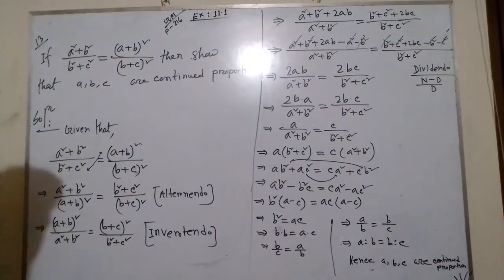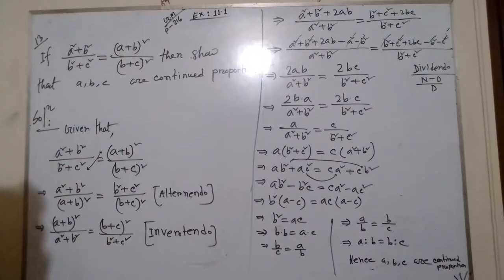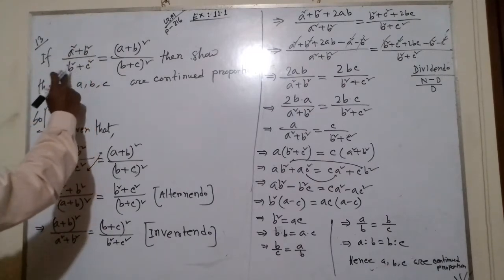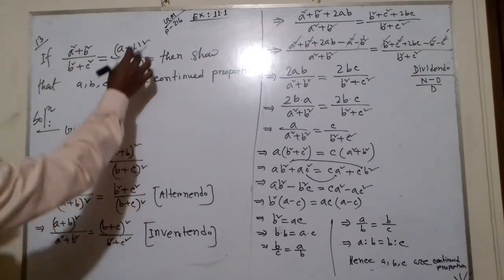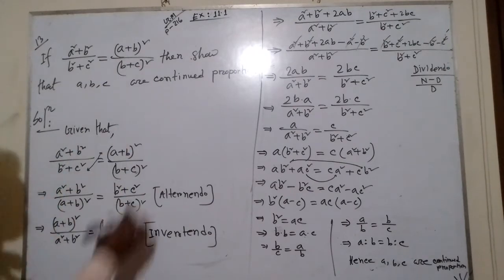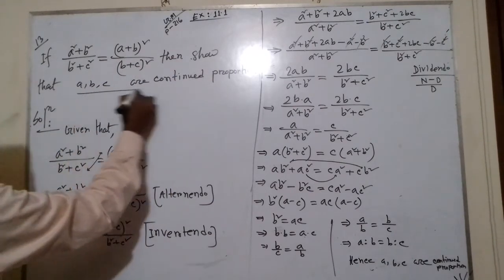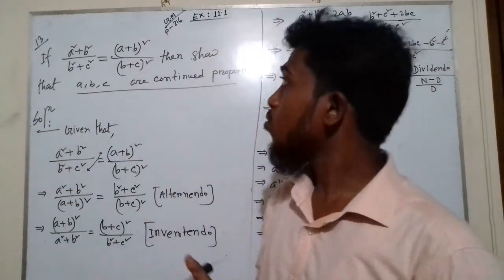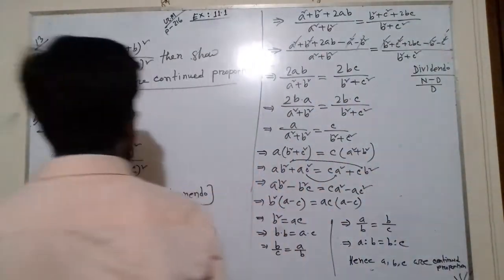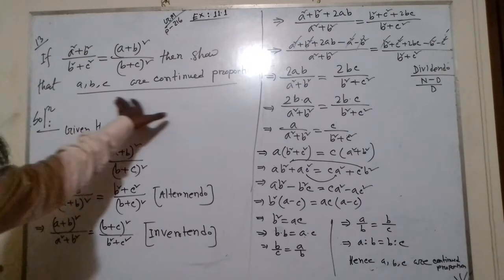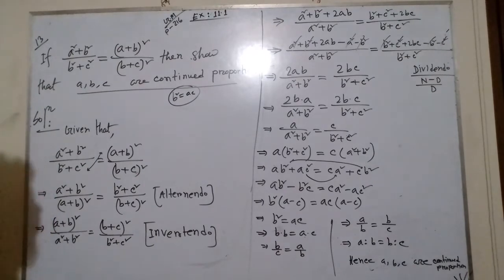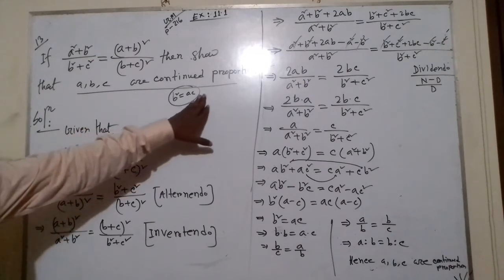Dear student, this is problem number 13. If (a square plus b square) divided by (b square plus c square) equal to (a plus b) whole square divided by (b plus c) whole square, then show that a, b, c are in continued proportion. You know a, b, c will be in continued proportion when b square equal to ac. So we shall prove that b square equal to ac.